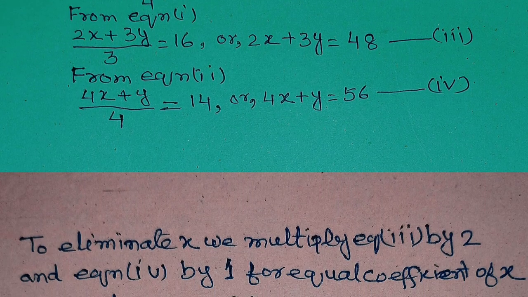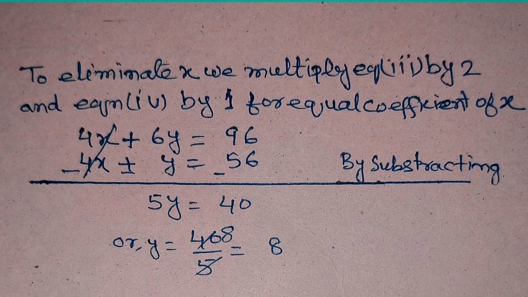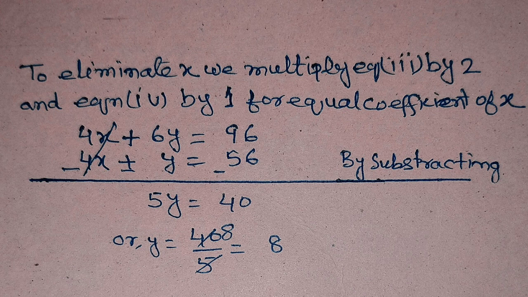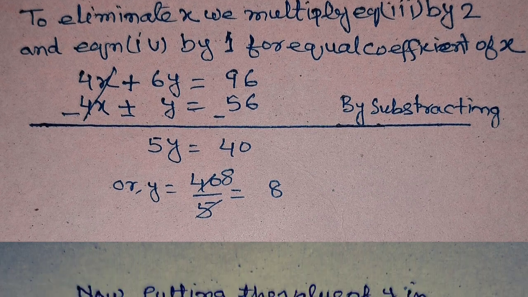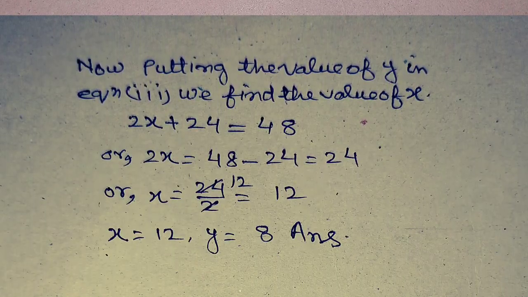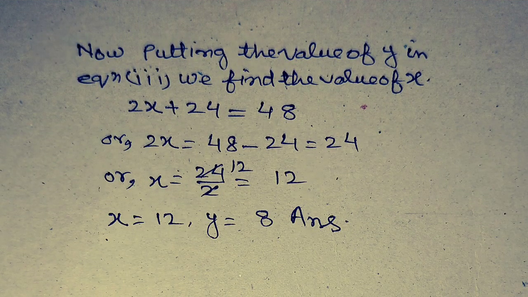To eliminate x, we multiply equation 3 by 2 and equation 4 by 1 for equal coefficient of x. 4x + 6y = 96 and 4x + y = 56. By subtracting, 5y = 40, or y = 40/5 = 8. Now putting the value of y in equation 3, we find the value of x.